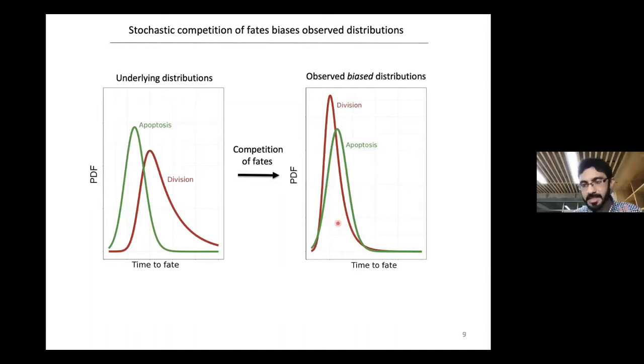So we have this interesting challenge: given the experimental data that looks like this, we want to solve an inverse problem. Starting from here, we want to figure out what the actual underlying distributions were, so that we can start thinking about whether these real distributions can give rise to the correlations we observe.